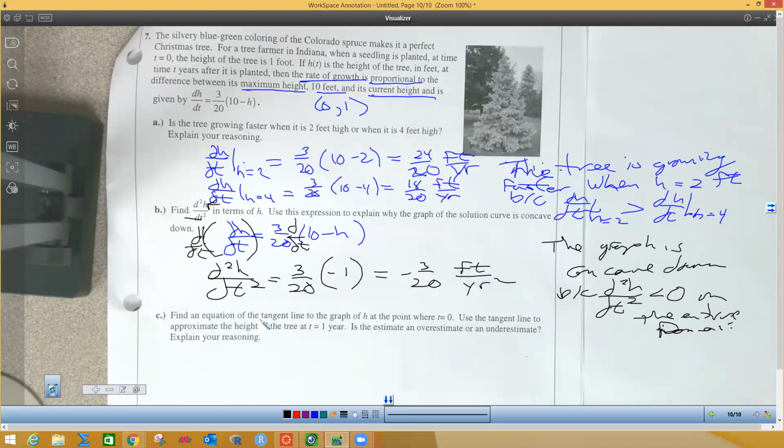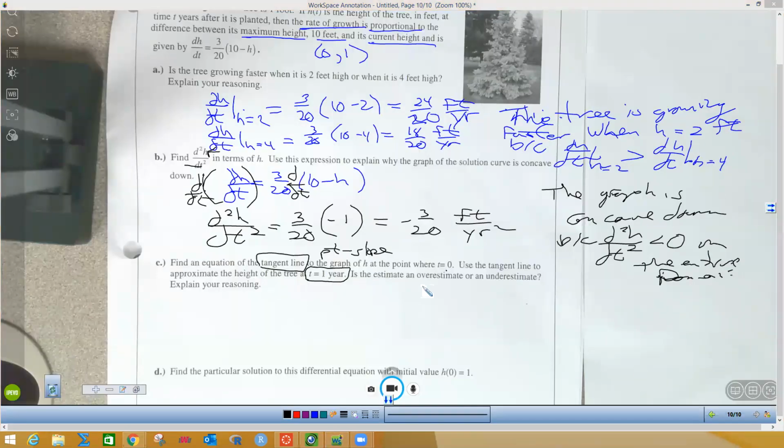Find the equation of a tangent line. What do you need to know to get the equation of a tangent line? What do we need? Point and slope. It's the same from that first week of school. To the graph of h at the point 0, 1, so they're giving me the point. No, that's not 1. At t equals 0, my bad. Use the tangent line to approximate the height of the tree at 1 year. Is the estimate an over or underestimate? All right, so here we go.